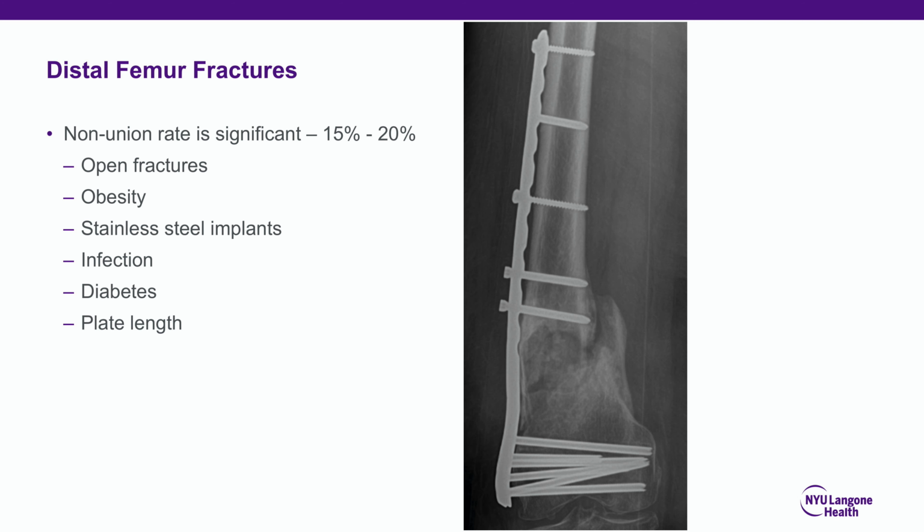Despite the various methods of treatment, there is a significant non-union rate. Open fractures, patients with obesity, stiffer implants or stainless steel implants, infection, diabetes, and decreased plate length are all associated with non-union of these injuries. Again, take a look at the patient on the right. There are locking screws placed adjacent to the fracture, and there is a non-balanced use of screws in the proximal segment. This will lead to a non-union. Lastly, it is important not to end the plate in a stress riser region, such as the subtrochanteric region.